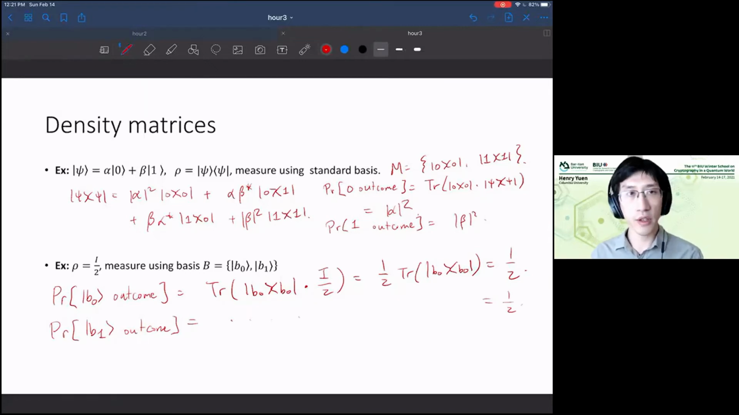So you can start to see why it didn't really matter how this maximally mixed state was prepared. The fact that it's identity over 2 tells you everything you need to know. It just looks random.